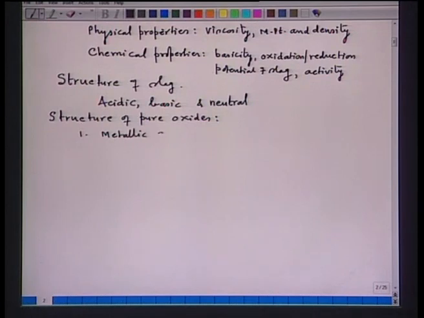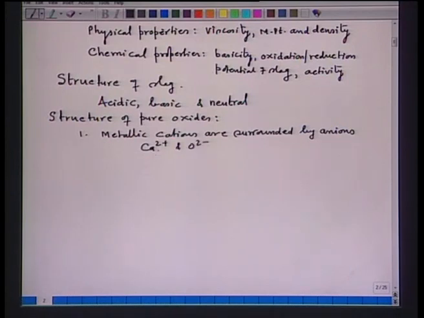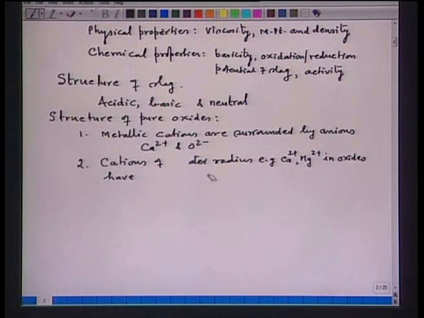Some essential features: oxides have cations and anions. Metallic cations are surrounded by anions. If I have calcium oxide, then there are Ca2+ ions and O2- ions. Ca2+ ions are cations and O2- ions are the anions. Second important feature, cations of greater radius, for example Ca2+ and Mg2+, in oxides have octahedral structure.